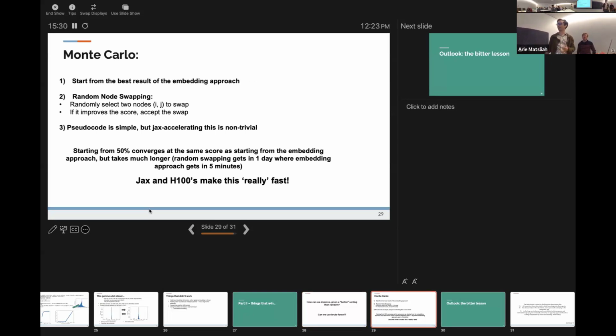And this on JAX and on an H100 is still increasing if I continue to run it, but at, of course, an increasingly slow rate. So this works. And starting from 50% got us to where the seriation method got us in one day, where that approach got us in like 5 minutes. So based on our approach, what we would recommend is that if you need something quick, or something very large, use the continuous differentiable approach. And if you want to squeeze as much juice out of it as possible, do some Monte Carlo random swap.